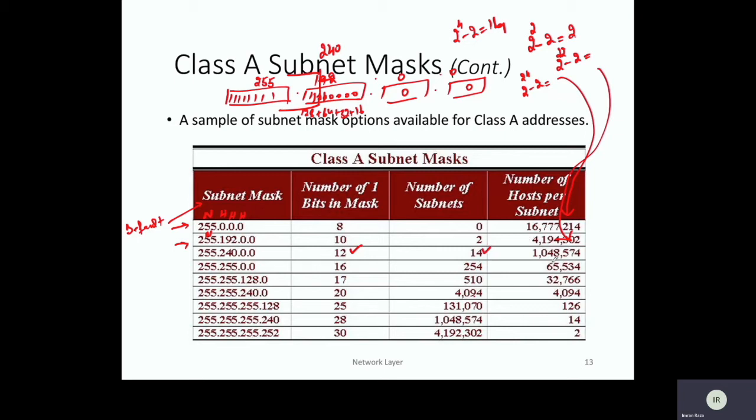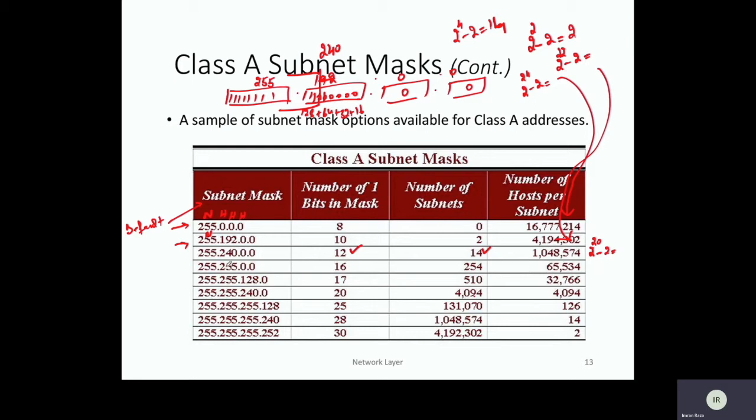And how many machines will there be against each subnet? Whatever bits remain in the host portion, we can calculate from. So how will this be calculated? 2 raised to power, how many bits are there in the host portion? Since 4 bits have been borrowed, the remaining bits are 20. So 2 raised to power 20 minus 2. This will give me this number, 1.404 million machines that can be assigned IP addresses.